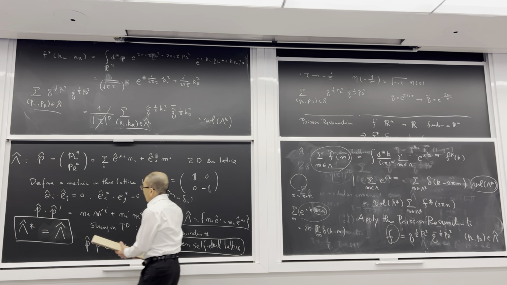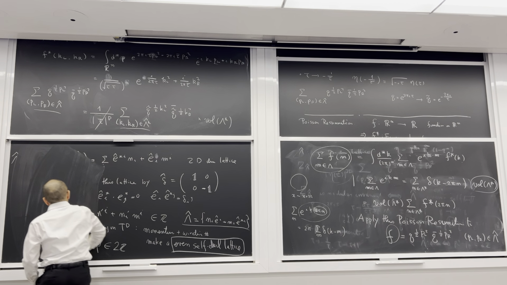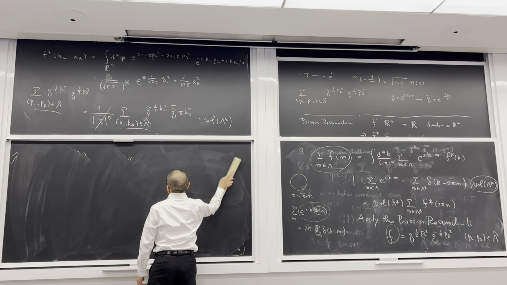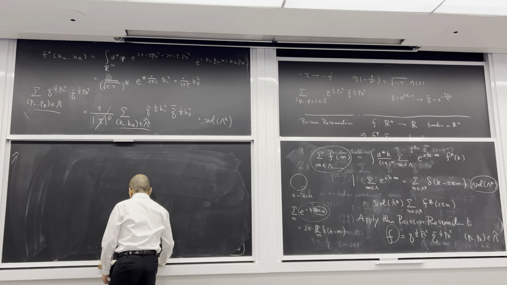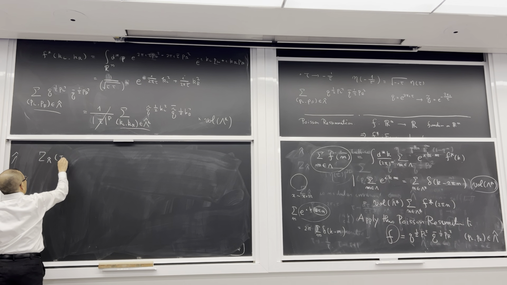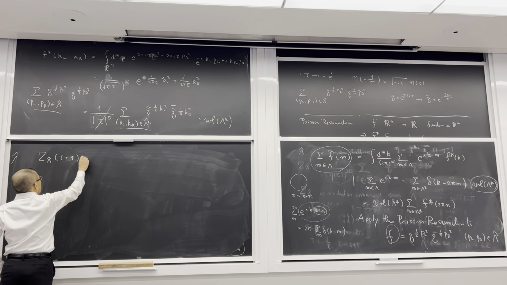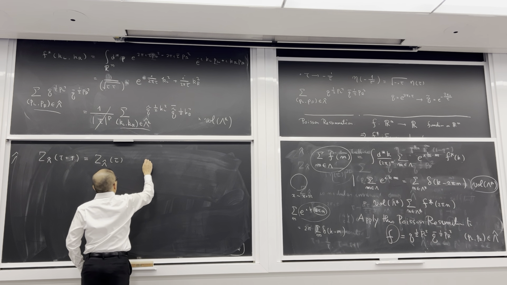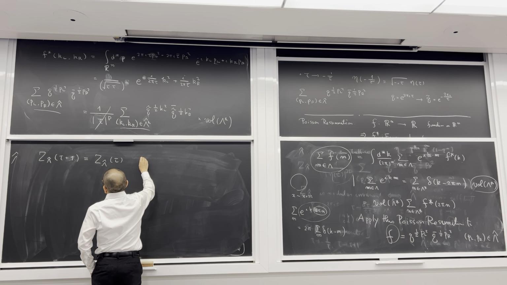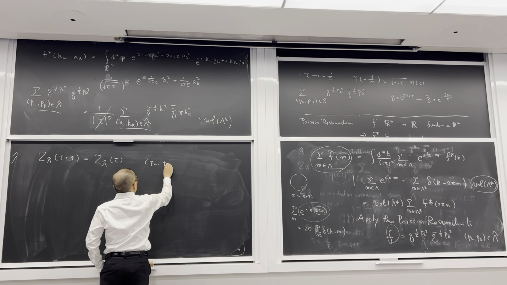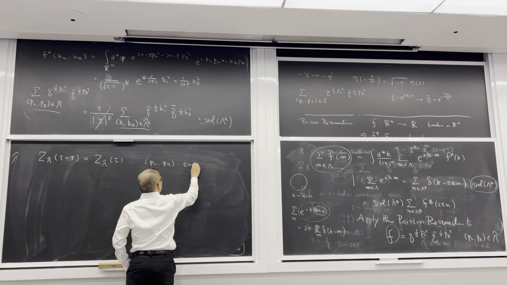Okay, so let me summarize. So what this shows. So what we have shown is that if you define the partition function for the torus, say if you shift tau to tau plus 1, then this is equal to z of tau, which follows from the fact that p left, p right makes even lattice.